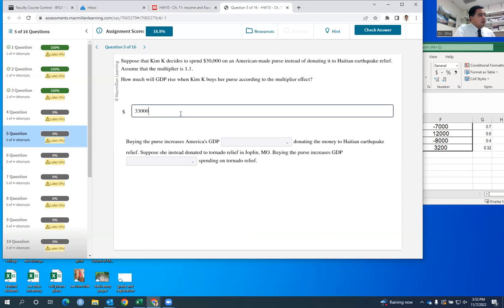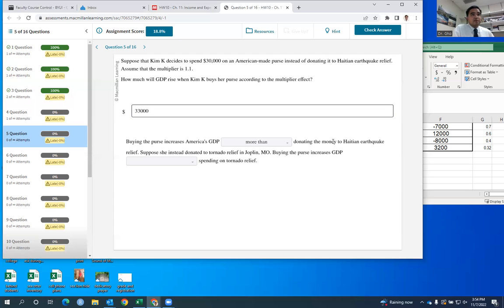So she'll buy the purse. The store owner will take a portion of that money, invest it, or spend it on something else. And whoever they buy stuff from, that person will buy things, and on and on. The $30,000 purse turns into $33,000 of GDP. Buying the purse increases America's GDP more than donating the money to Haitian earthquake relief. GDP is gross domestic product, so that will have an effect on the US. If she sends it overseas, it won't make any difference.